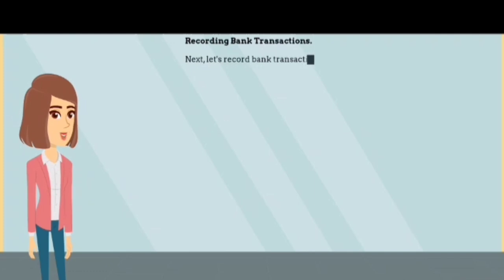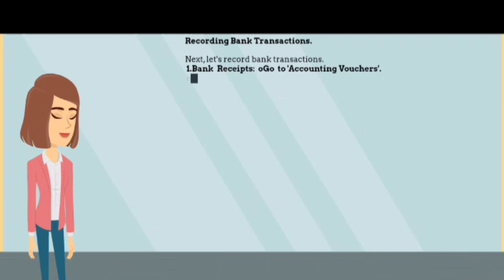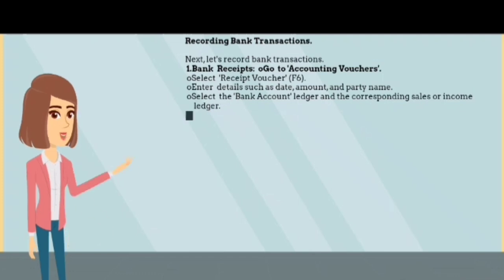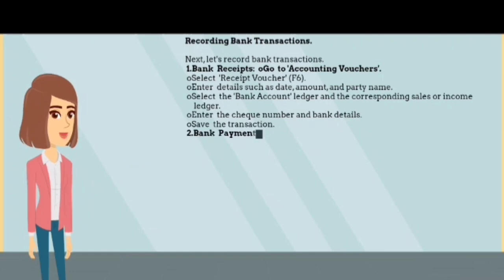Recording bank transactions. Next, let's record bank transactions. 1. Bank receipts. Go to Accounting Vouchers. Select Receipt Voucher, F6. Enter details such as date, amount, and party name. Select the bank account ledger and the corresponding sales or income ledger. Enter the cheque number and bank details. Save the transaction.